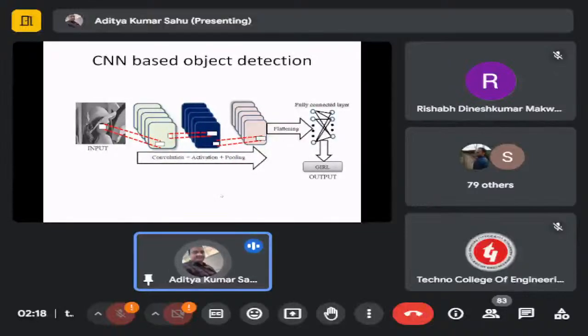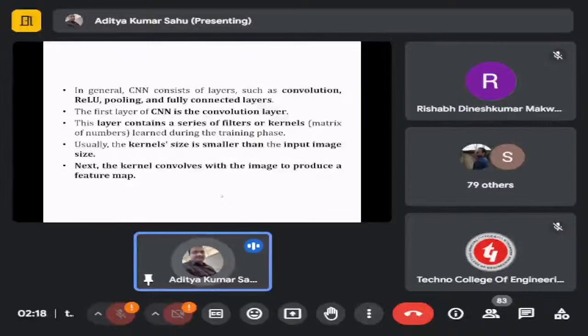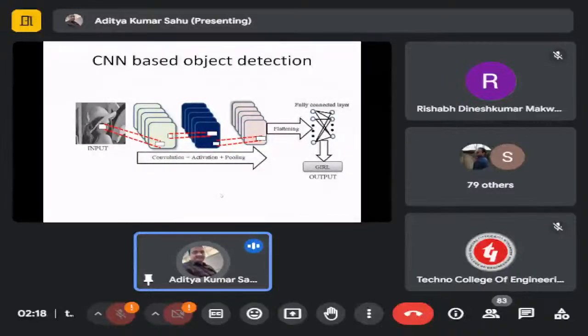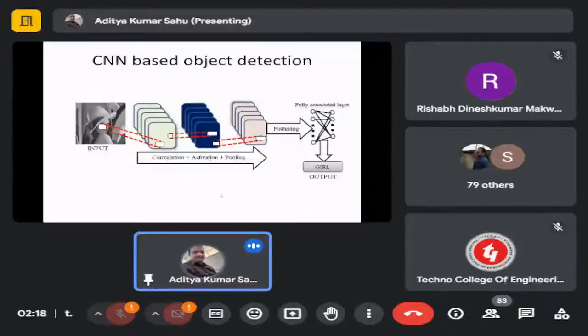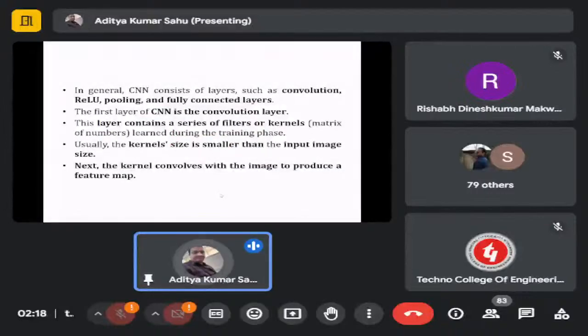This is one of the diagrams for CNN: convolution, activation, pooling, flattening, fully connected layers. Right. So this is what the whole of today's talk is about. Just to summarize at the end, the CNN consists of layers like convolution, ReLU, pooling, and fully connected layers.